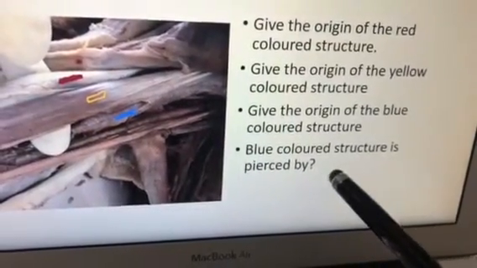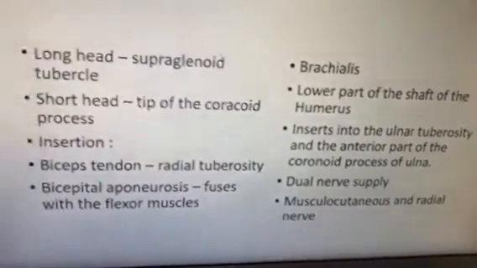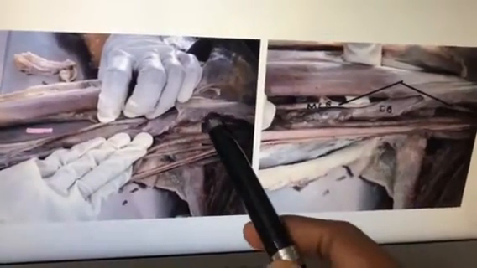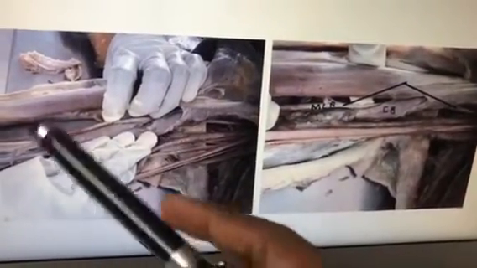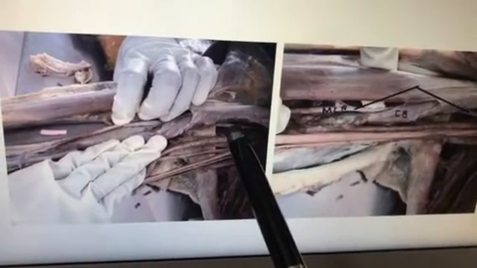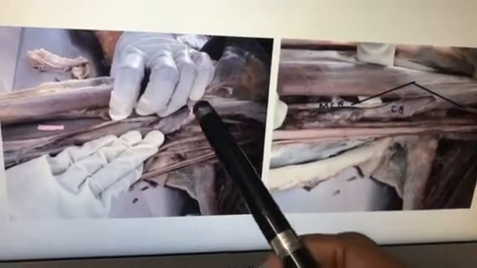And blue color structure is pierced by a nerve. Which nerve? That every student knows. It is pierced by, look at this, how nicely your musculocutaneous is piercing and it is coming out. So this is the musculocutaneous nerve which comes from the lateral cord of the brachial plexus along with the lateral pectoral nerve. It comes and it pierces.